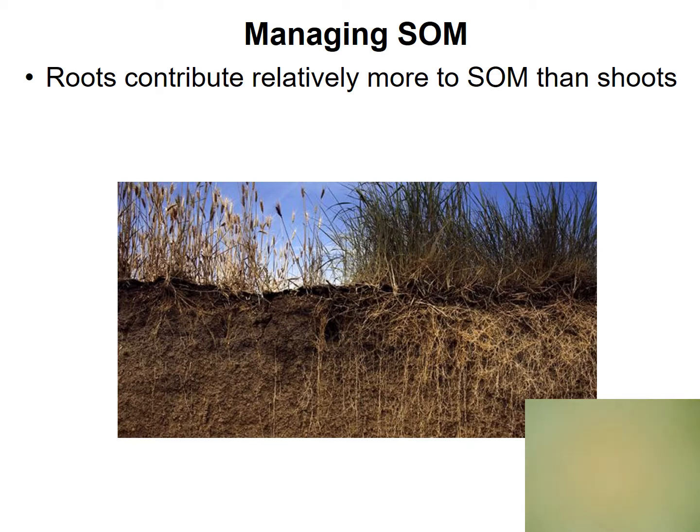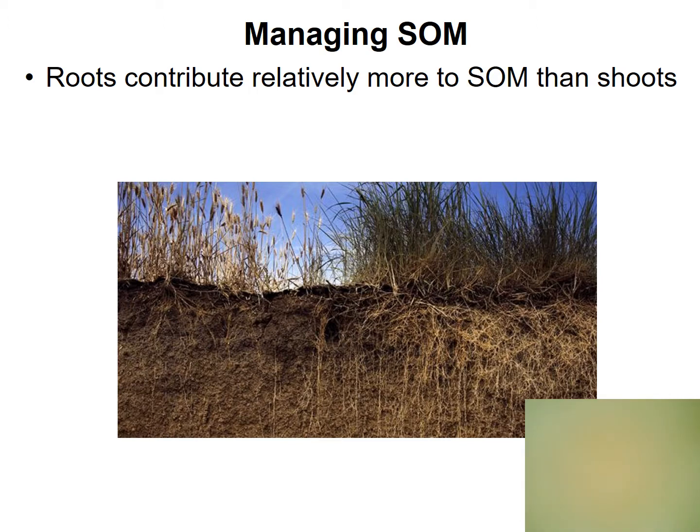One thing to recognize, and I just alluded to it with those perennials, is that roots contribute relatively more to soil organic matter than shoots. On a typical corn plant, for example, you may have 3 times as much biomass in shoots as roots. But at the end of the day, those roots are probably going to leave more soil organic matter behind, even if you tilled in those shoots.